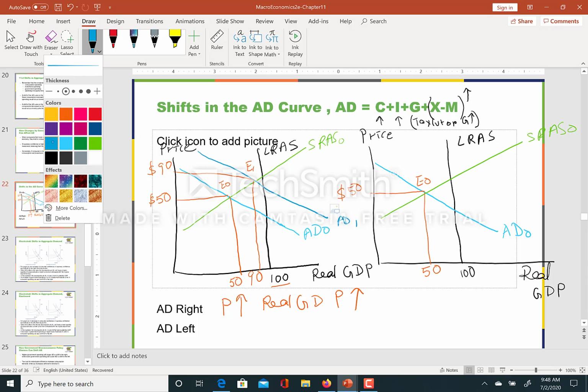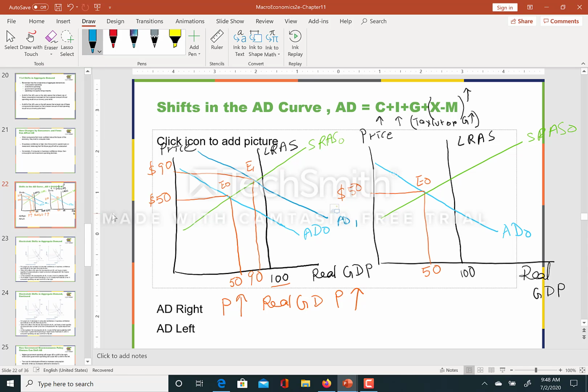Now take a look at the other graph here where I'm going to show what happens when the aggregate demand curve shifts to the left. So again, neither the short run aggregate supply curve nor the long run aggregate supply curve is shifting. Okay, I can stick to this color here. I have two other points, E0 and E1. I can compare E0 to E1 and I see the price went down and real gross domestic product also went down.